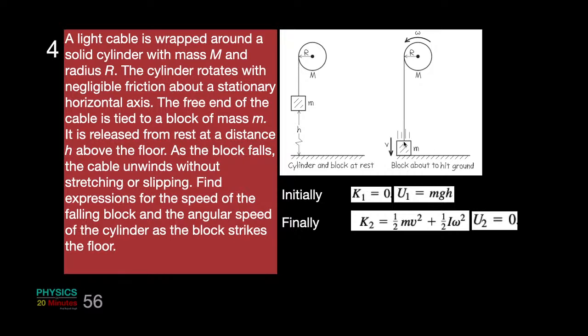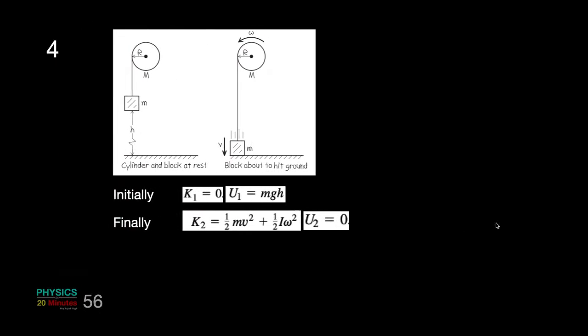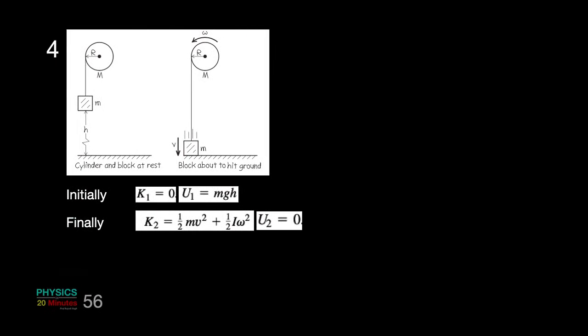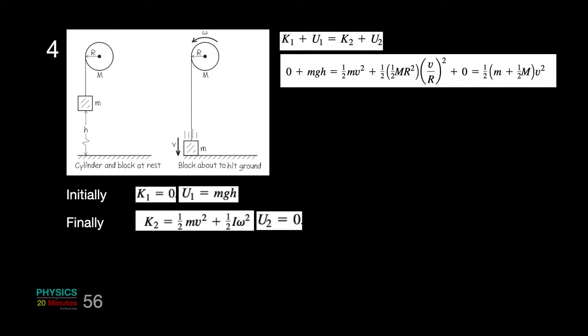As the block hits the ground, it reaches the reference level, so its potential energy will be zero. So I can apply the law of conservation of mechanical energy. K1 plus U1 is equal to K2 plus U2. And then put the values: mgh is U1, K2 is these two terms, U2 is 0.